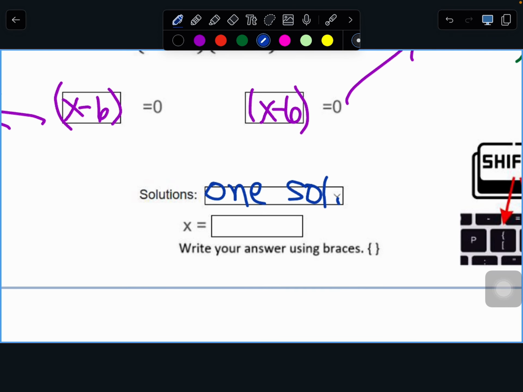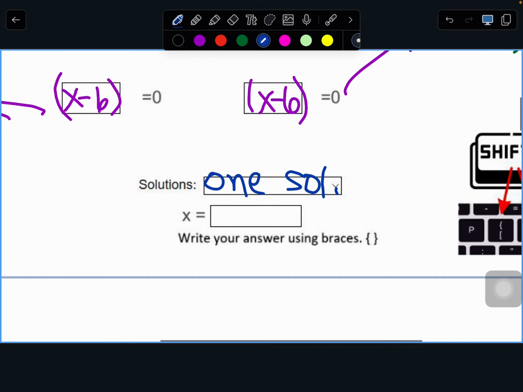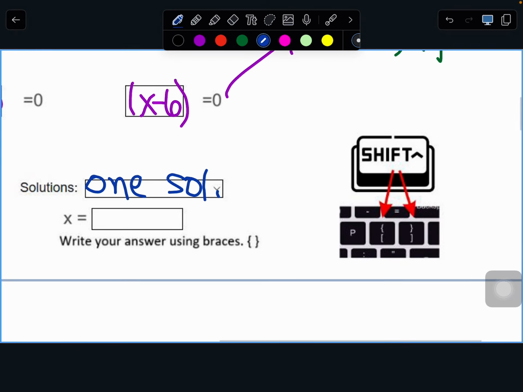And so my final answer, you want to make sure you do shift, and then right next to the P button is the bracket. So we want bracket 6, and you are done.